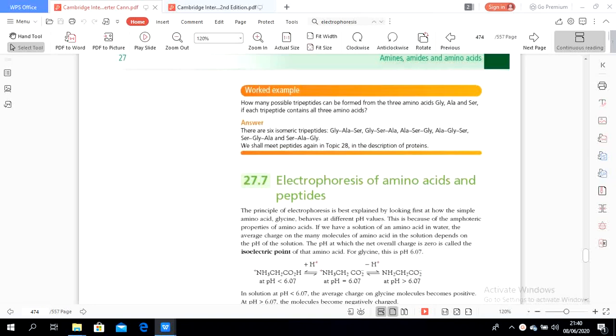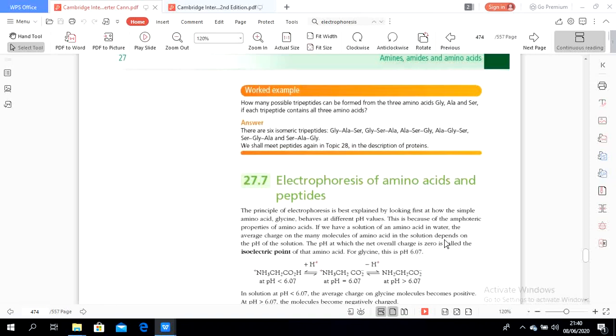Right now we are going to continue the last part of amino acids, organic nitrogen compounds. It is 27.7, electrophoresis of amino acids and peptides. The principle of electrophoresis is best explained by looking first at how the simple amino acid, glycine, behaves at different pH values. This is because of the amphoteric properties of amino acids. We know that amphoteric means it can react with alkali and acid.